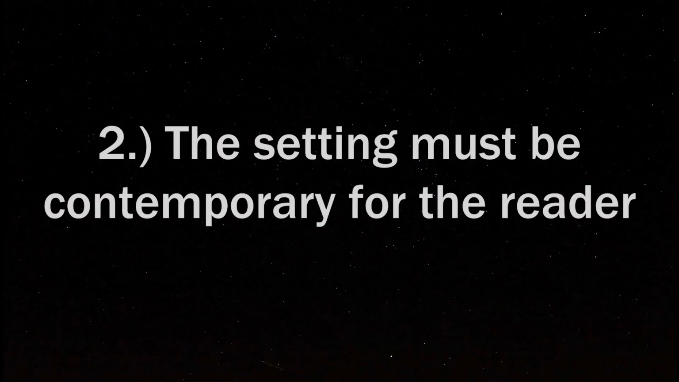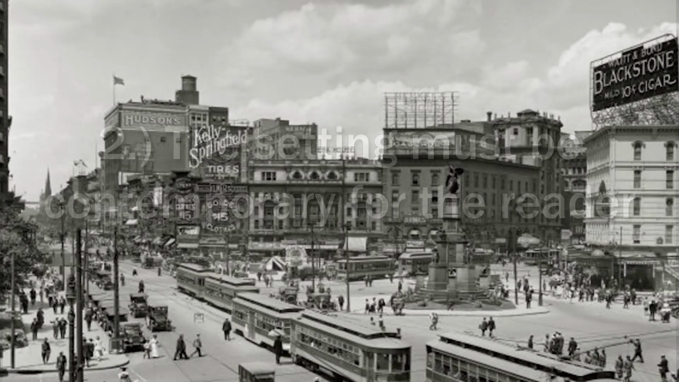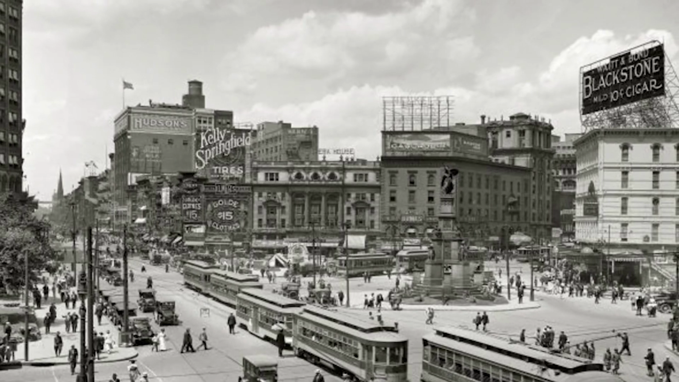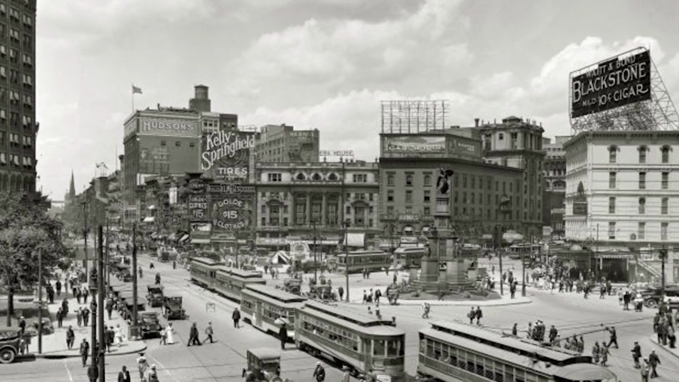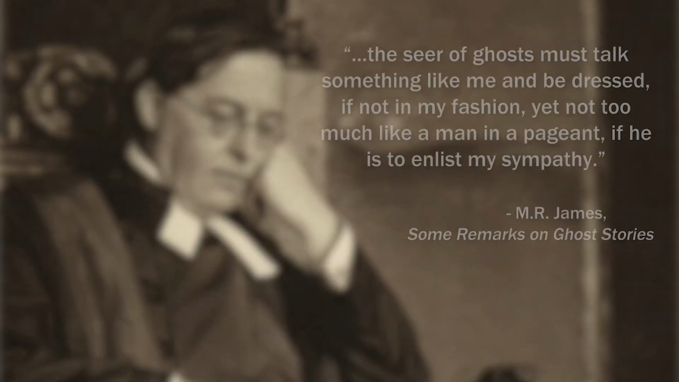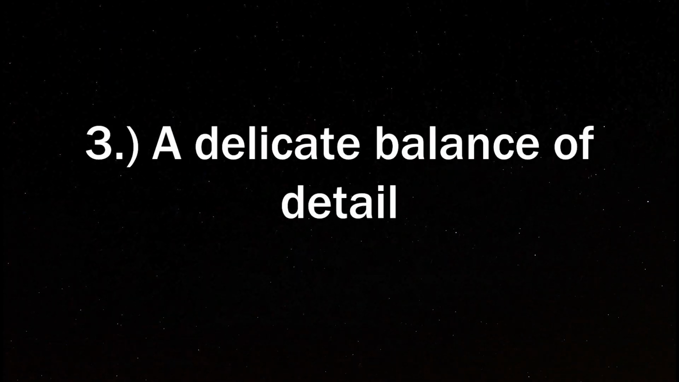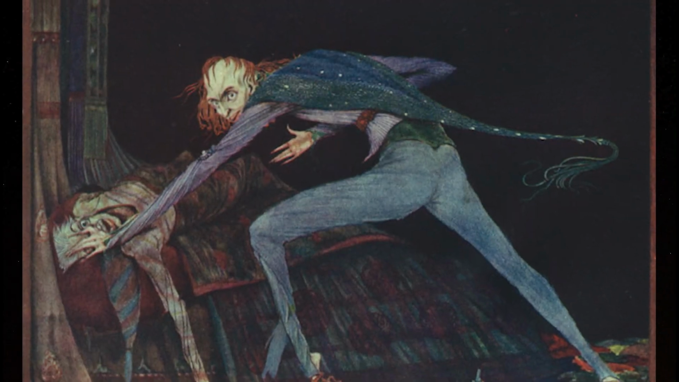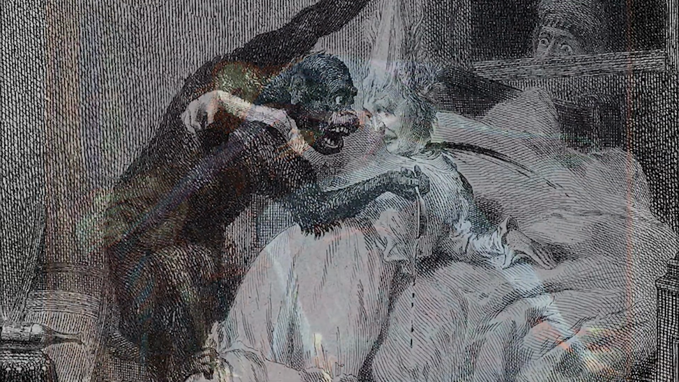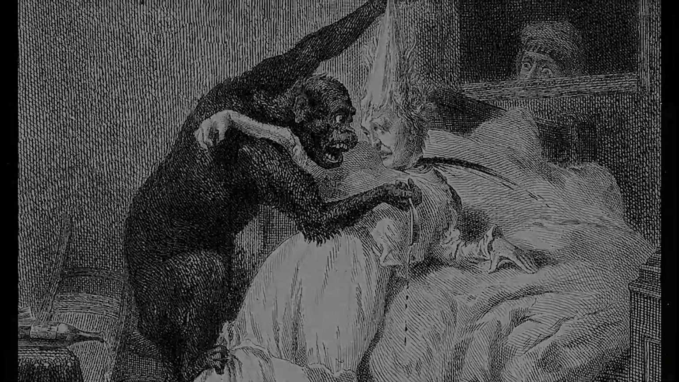Secondly, the setting must be contemporary for the reader. James surmises that a degree of distance between the audience's time and the story's time will make for an incompatible work. "The seer of ghosts must talk something like me and be dressed, if not in my fashion, yet not too much like a man in a pageant, if he is to enlist my sympathy." Third, a delicate balance of detail. James's article admonishes the then-current trend of explicit content in ghost stories, be it sex or violence.